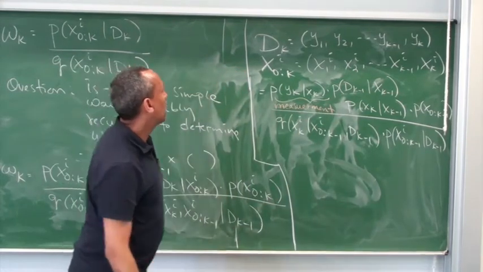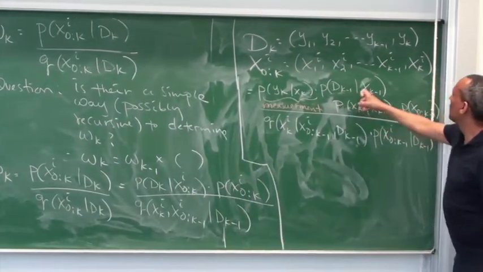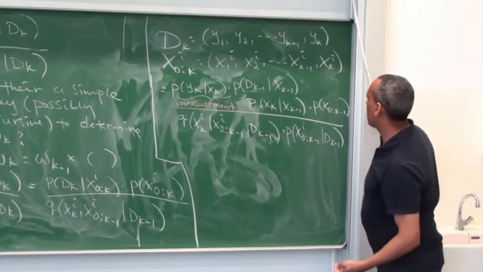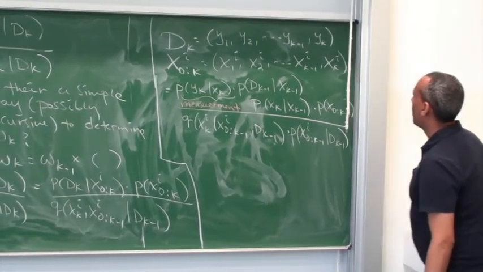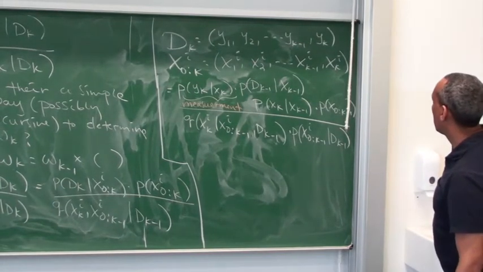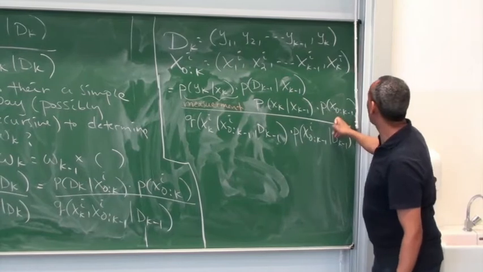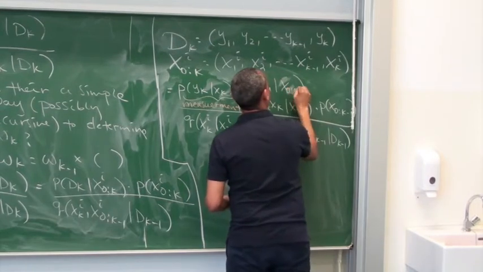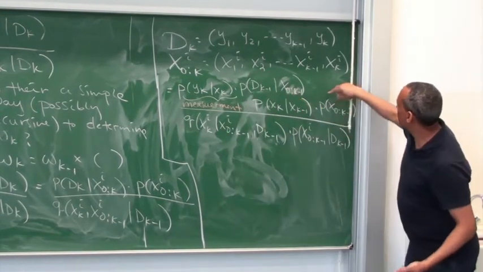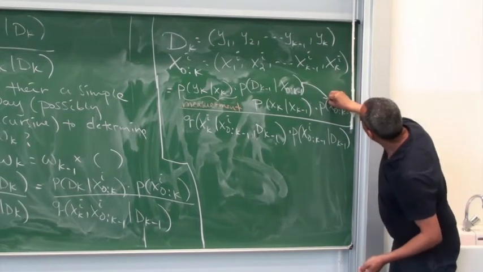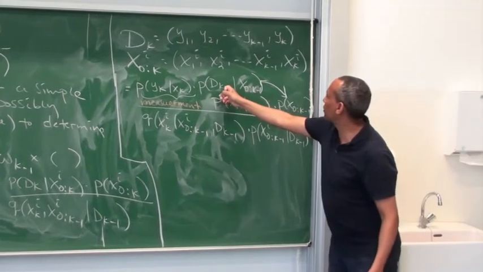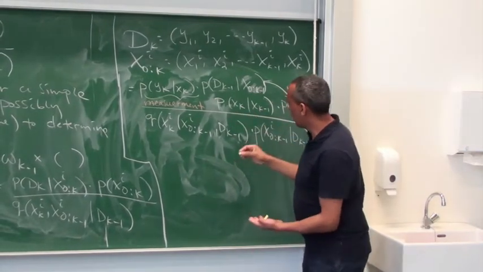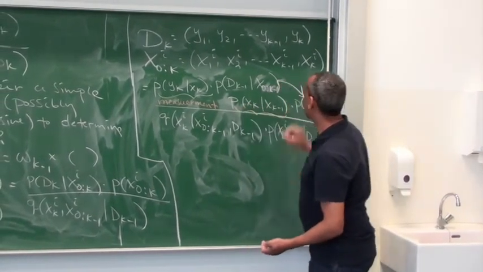This is the measurement. You see here, p of d_{k-1} divided by x_{k-1}, times x_0 to k-1, sorry. This is x_0 to k-1. So x_0 to k-1, these two you see here. This is the base expression for x_0 to k-1. Okay, so this is the transition.